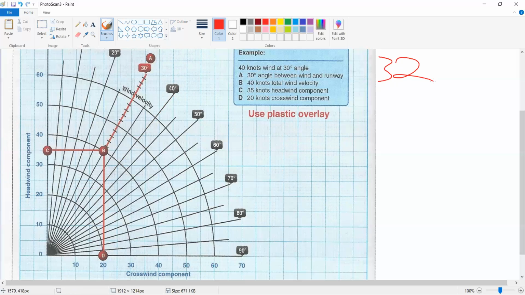So you have 32. Determine the maximum wind velocity for a 45-degree angle crosswind if the maximum crosswind component for the airplane is 25 knots. So here we're starting differently. We have to start on the bottom of the graph. We have to look for 25. So 25 is this location here. We're going to start at 25 and move upward to the 45-degree angle.